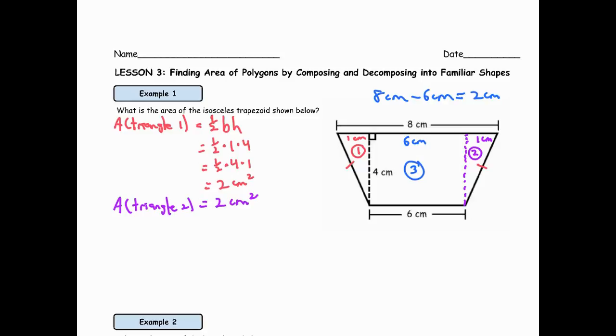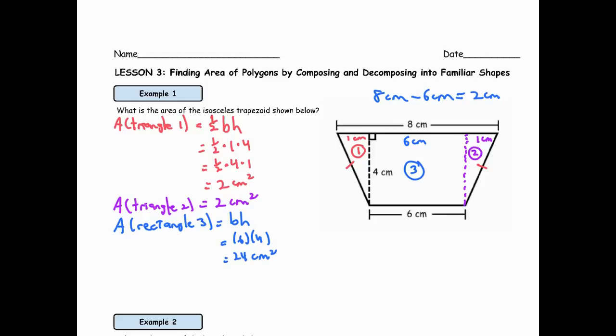So finally, we have to find the area of rectangle 3. And we could do that by multiplying the base times the height, which is 6 centimeters, times 4 centimeters, which gives us 24 square centimeters.